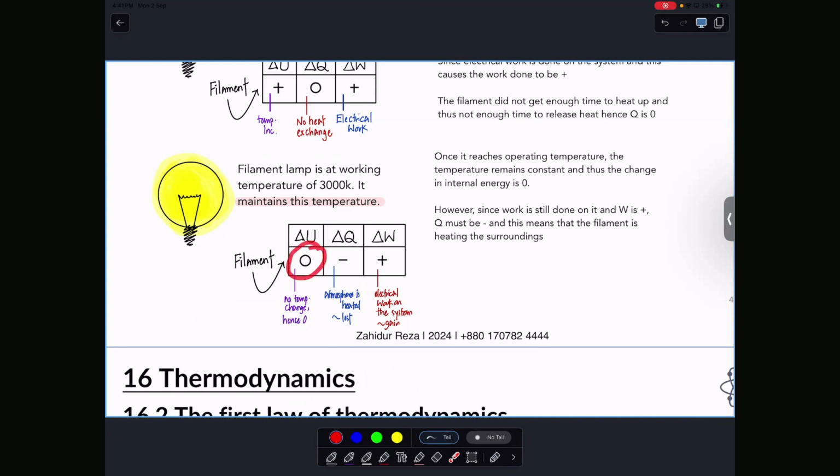So that means this must be 0 and the change must be 0. However, you're still providing electricity, right? So this is positive. So how is it possible that in an equation, something is equal to something plus something, and this is 0 and this is plus? Shouldn't that have to be minus, right? So naturally this has to be minus.